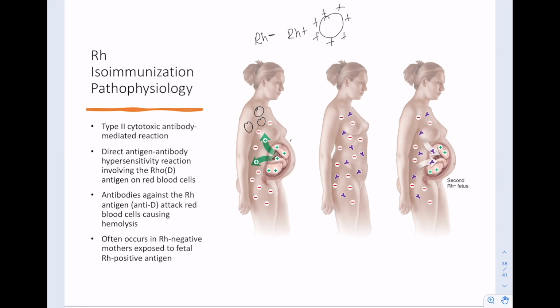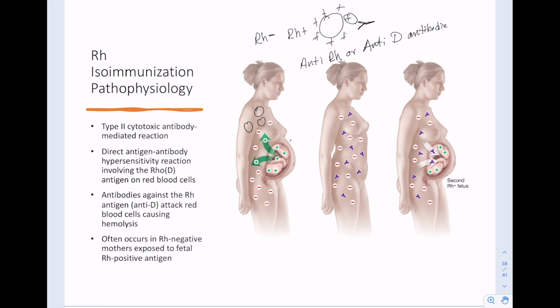Now, the goal of these antigens is to help the body determine what is self and what is not. So, if the mother detects that there are Rh antigens in her blood, she will produce anti-Rh, or what we also call anti-D, with a big D, anti-D antibodies. So these are antibodies that specifically target this Rh antigen.